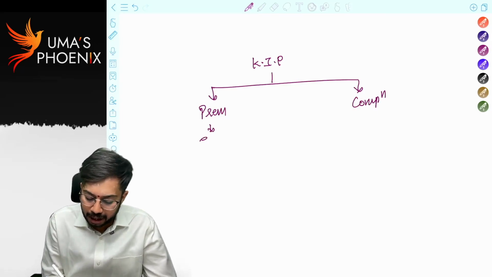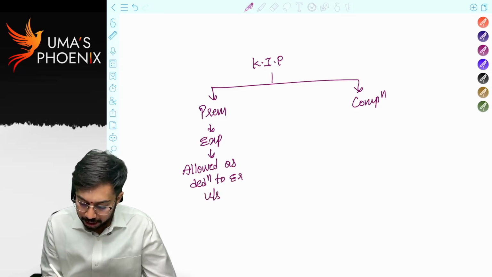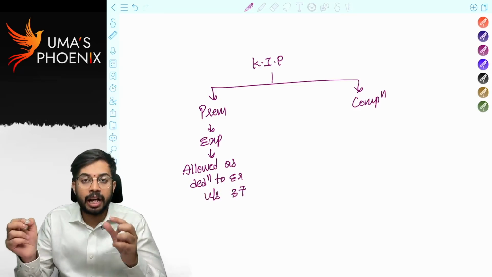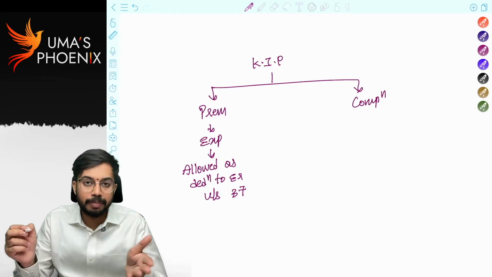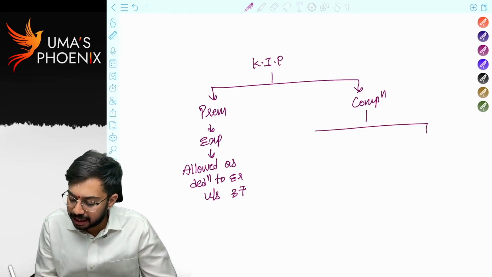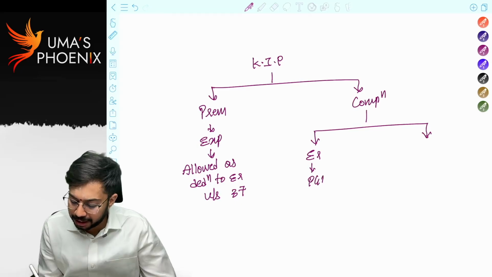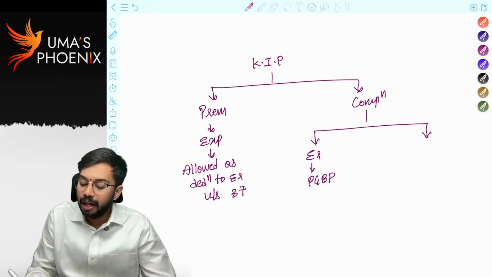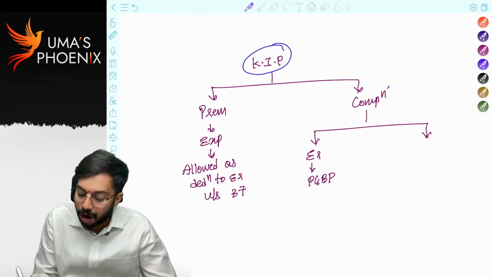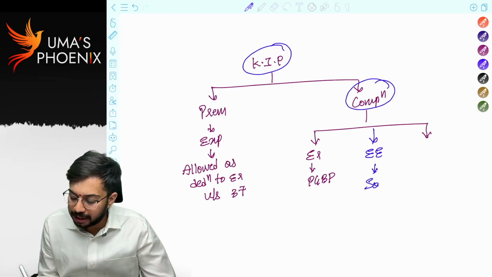Premium is expenditure, right? That expenditure is allowed as deduction to the employer under section 37. For taking a keyman insurance policy, if any premium is paid, such premium is allowed as deduction under section 37. If compensation is received by the employer, that compensation is taxable under the head PGBP. If keyman insurance policy compensation is received by the employee, that compensation is taxable under the head income from salaries.